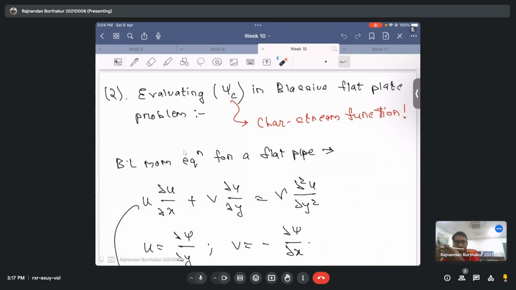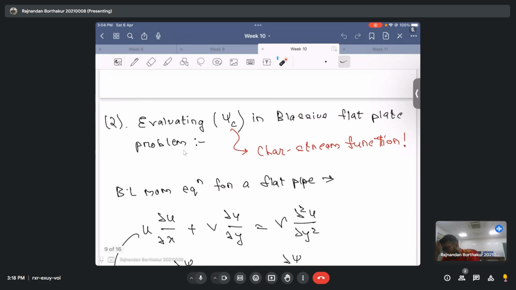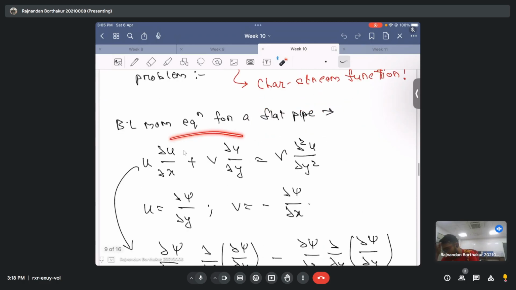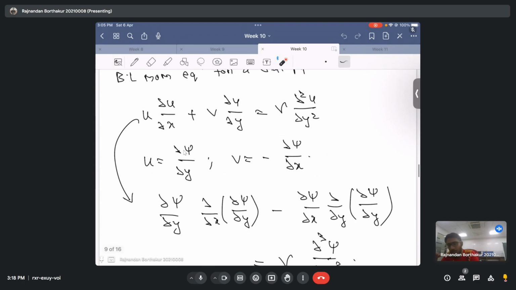Thereafter, what we saw is a problem which involves the Blasius flat plate solution. So it involves a little bit of understanding of how the Blasius flat plate problem is done. And there, the question asked us to evaluate the characteristic stream function, which eventually we need to use to solve the Blasius equation, because it was essentially a 2D problem that we are solving. So there, we started off with the x direction momentum flat plate boundary layer equation. And then in order to find the characteristic stream function, we need to express the velocities u and v in terms of the stream function.